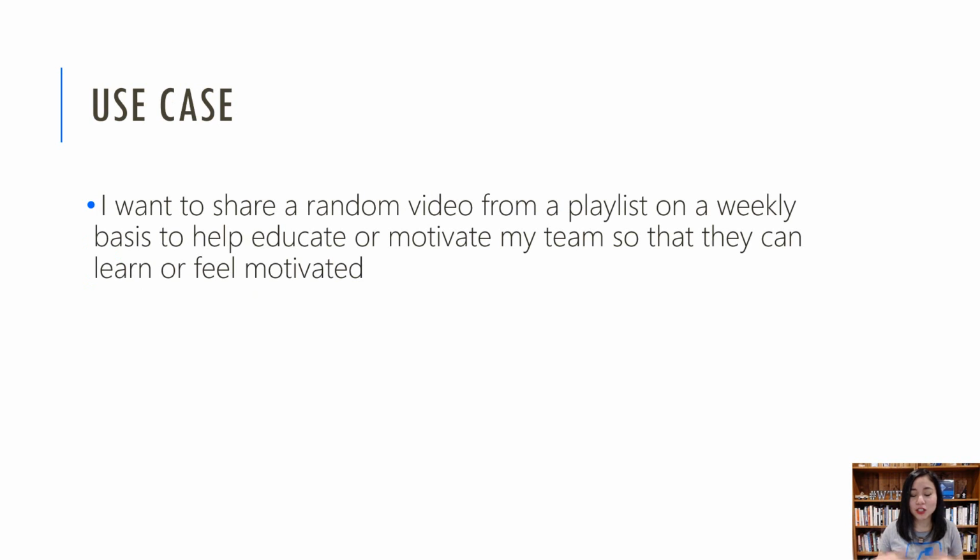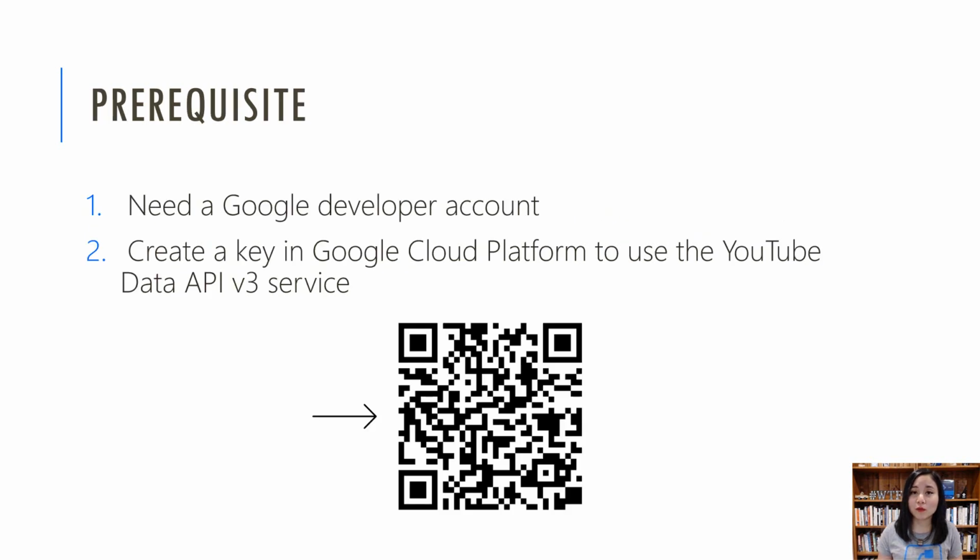Okay, so in terms of the use case, I want to share a random video from a playlist on a weekly basis to help educate or motivate my team so that they can learn or feel motivated. For the prerequisite, you do need a Google developer account. And then you need to create a key in the Google Cloud platform to use the YouTube Data API service. I have a QR code here, so just scan it with your phone and it will take you straight to the site.